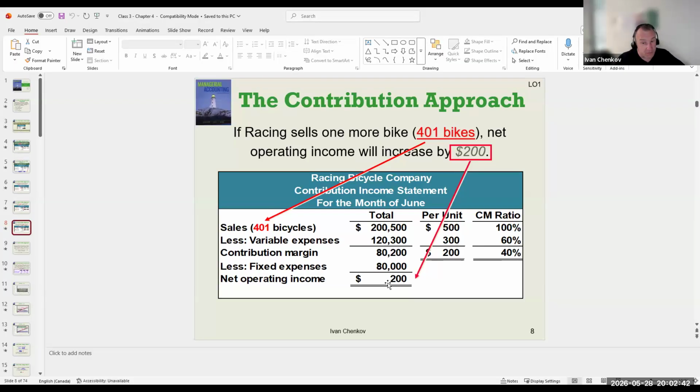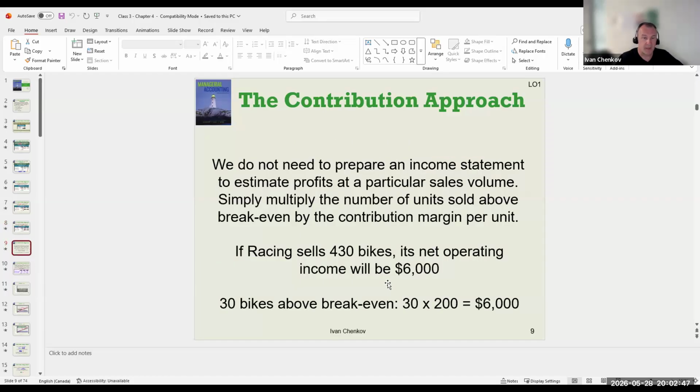So once we know that every additional bike gives us $200, and we know that at 400 we cover the fixed cost, can I easily calculate how much my income will be if I'm selling 30 bikes above the break-even? Well, how hard would it be? 30 bikes times the contribution margin per bike is going to be $6,000. So the increase in my operating income is going to be $6,000. Why? Because I already covered the fixed cost.